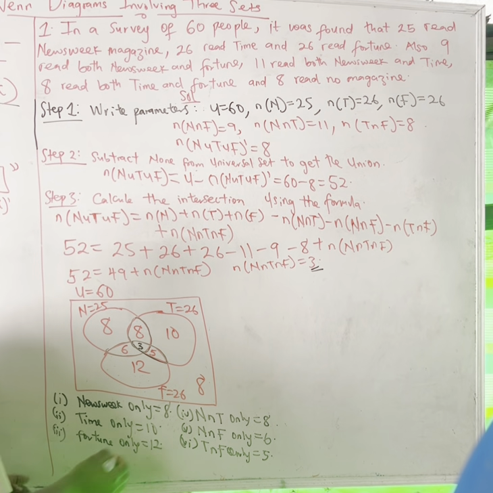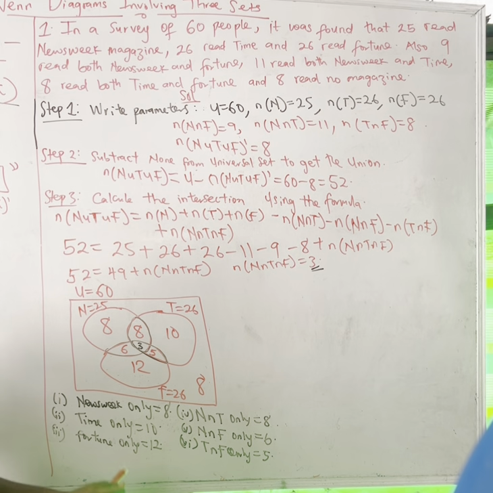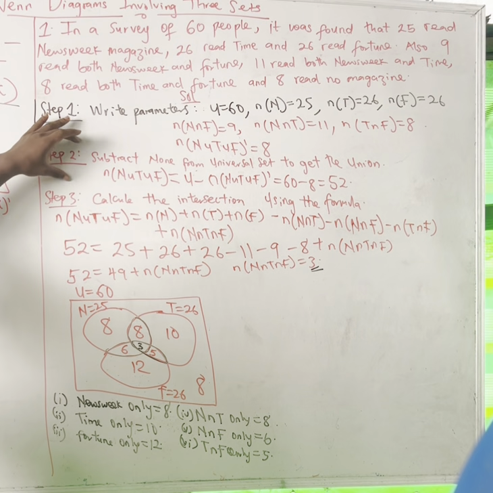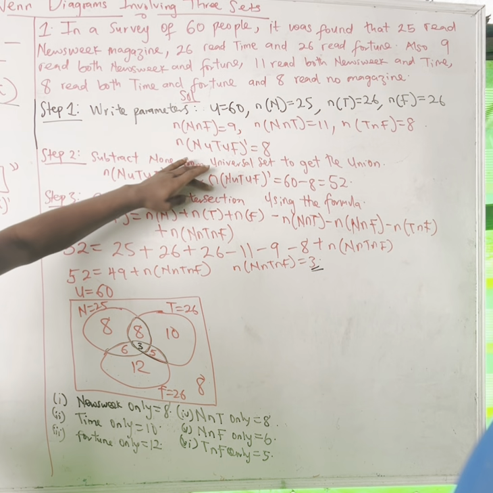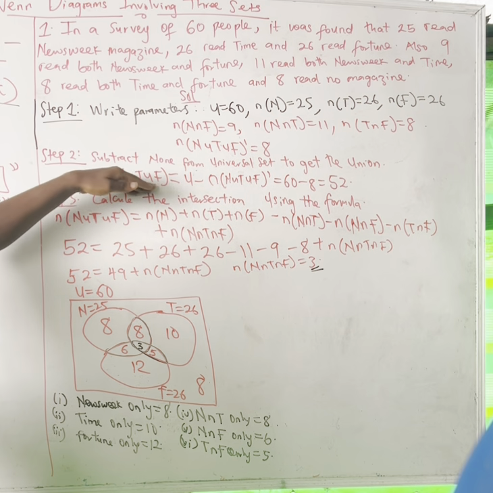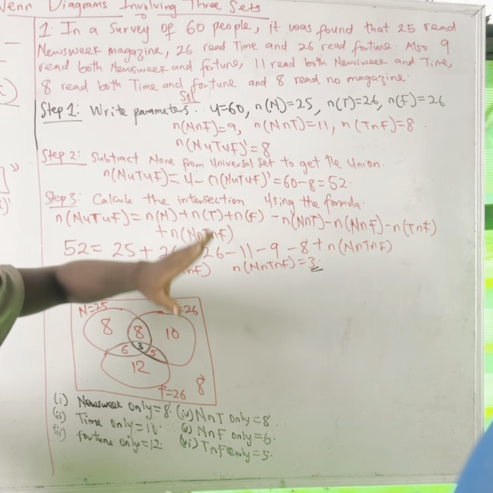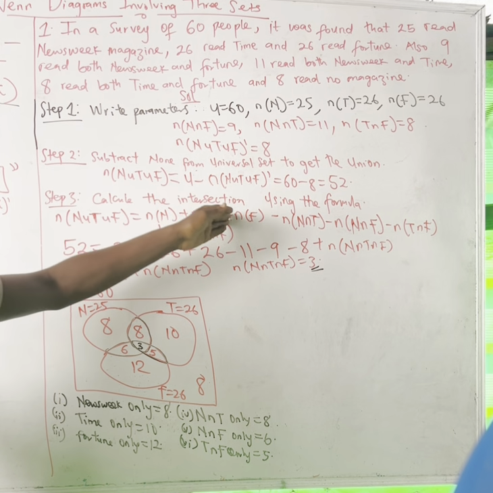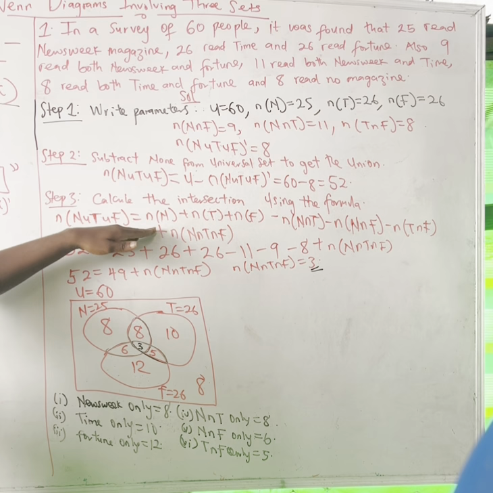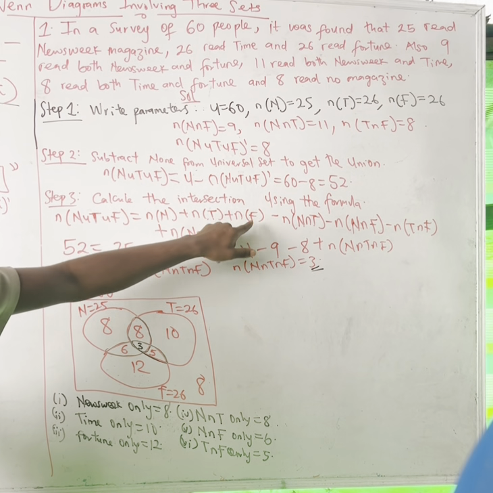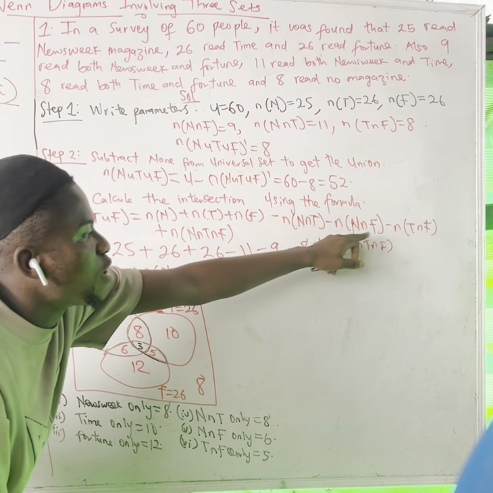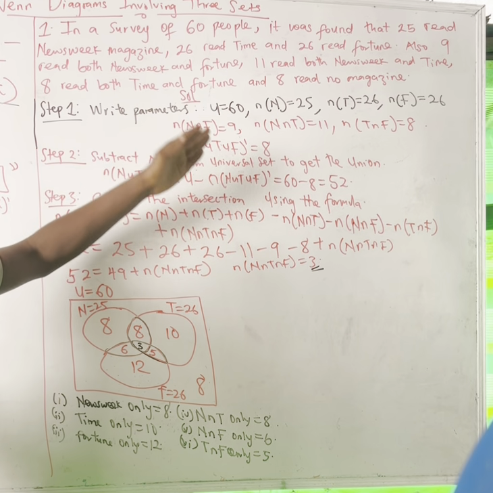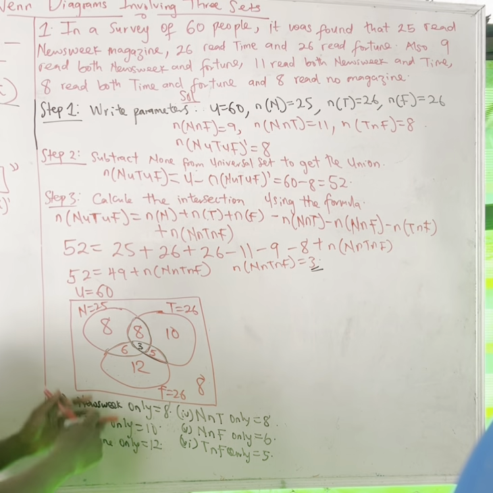So therefore, guys, that's how to do the Venn diagram involving 3 sets. The first step is to write out the parameters. The second step is, if there is a none, subtract the none from the universal set to get the union. But if there is no none, then your union is equal to the universal set. Step 3, calculate the intersection using the formula. This is the formula. You are going to add the single elements together, subtract the double elements from each other, but add the triple element. Substitute all the parameters from what you get here, and you will get the intersection. Then draw your Venn diagram.